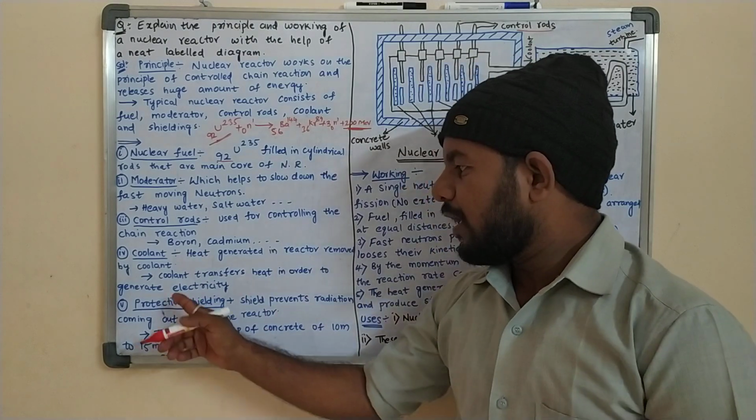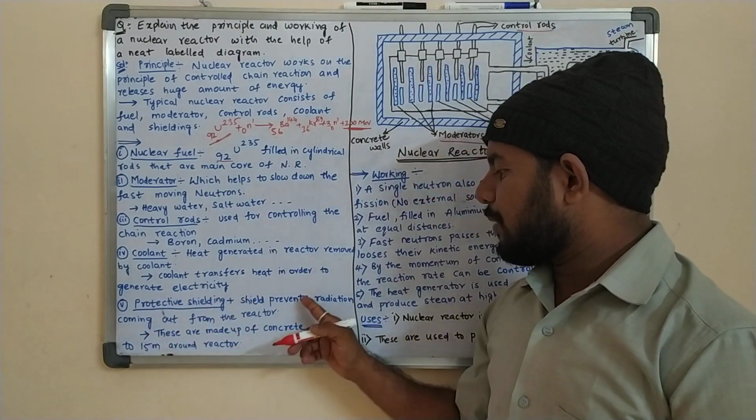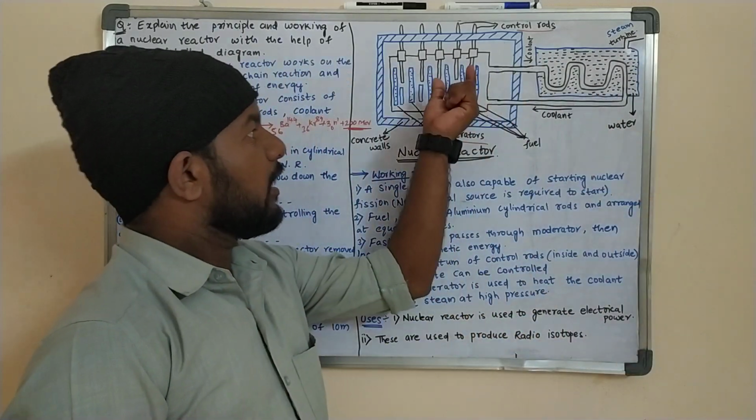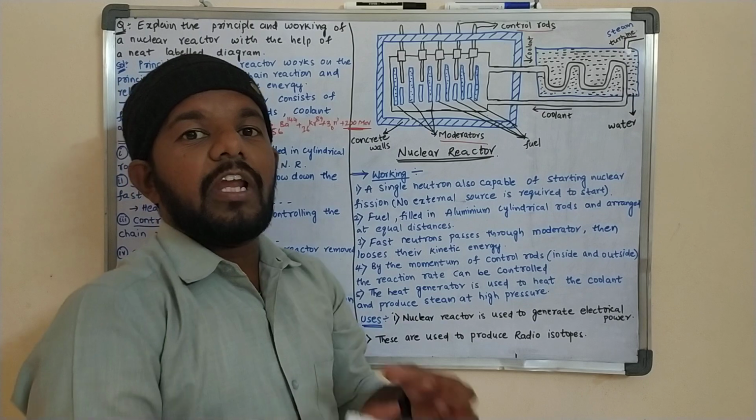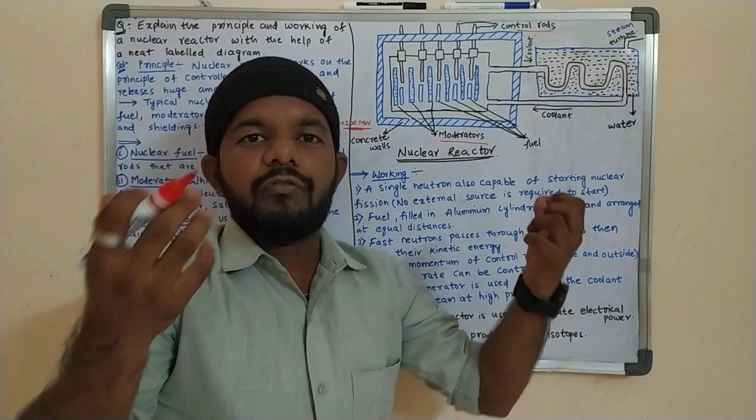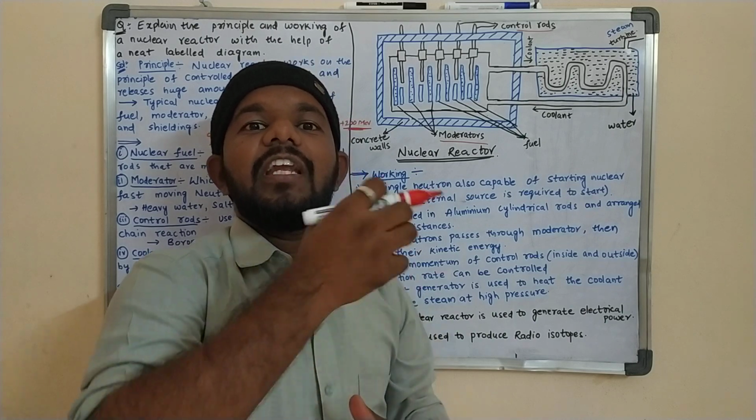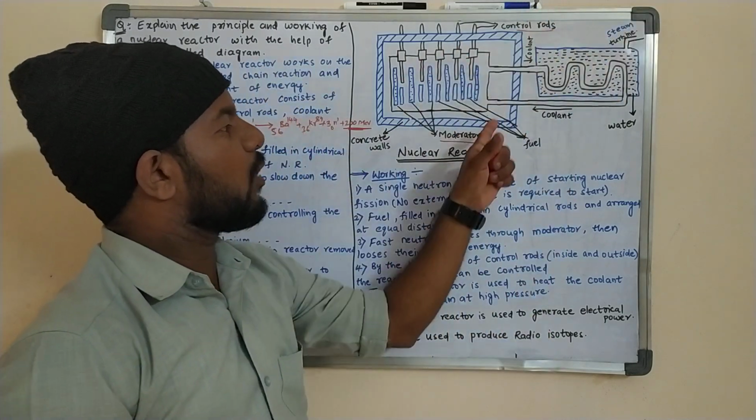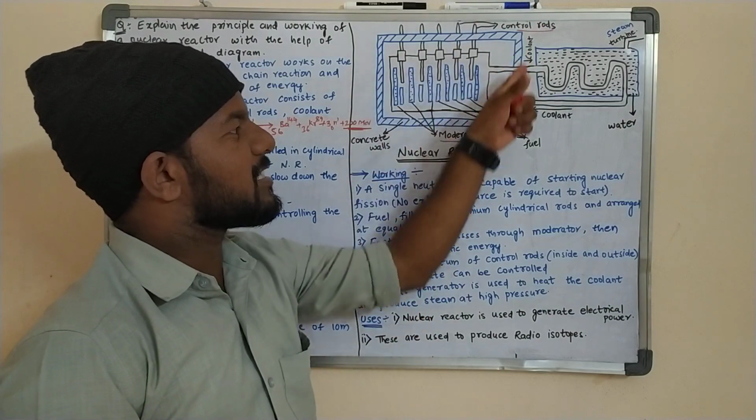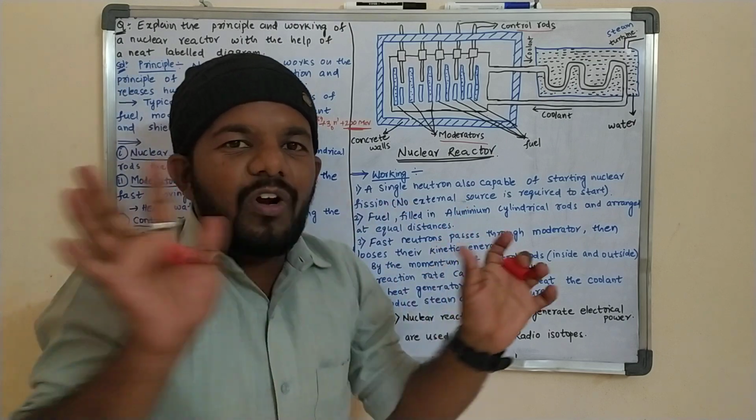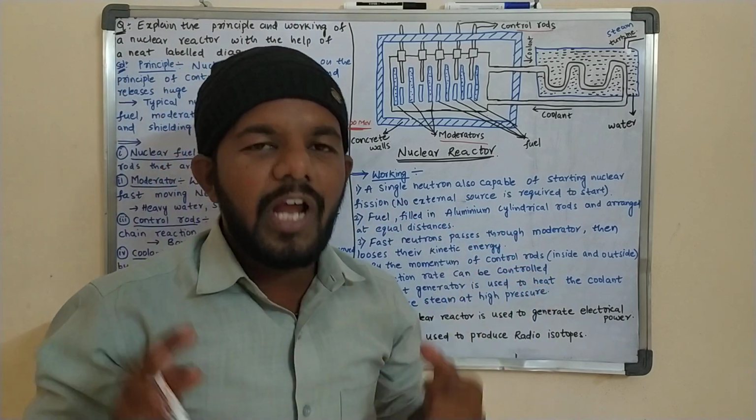Protective shield. The shield prevents radiation from coming out of the reactor. If neutrons are moving here and there with rapid motion, then heavy radiation will be produced. That heavy radiation will not come out, because the shielding is there, made of concrete walls. So the radiation will not come out, and there is no effect.